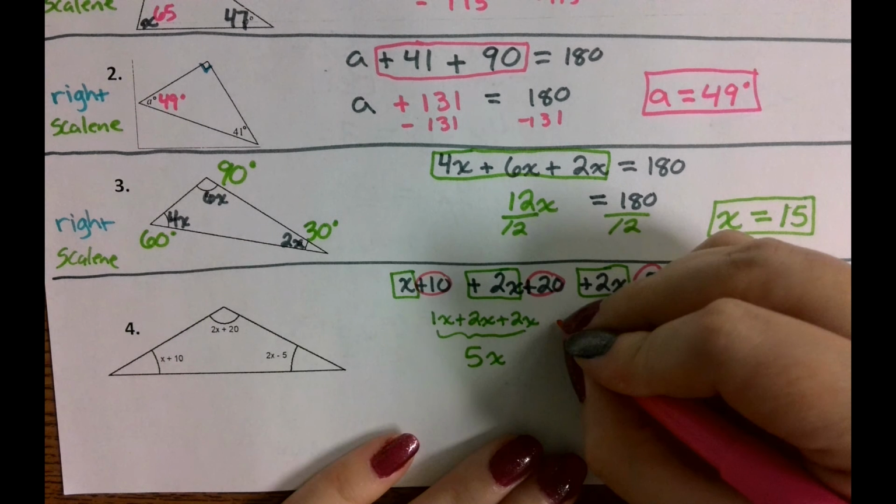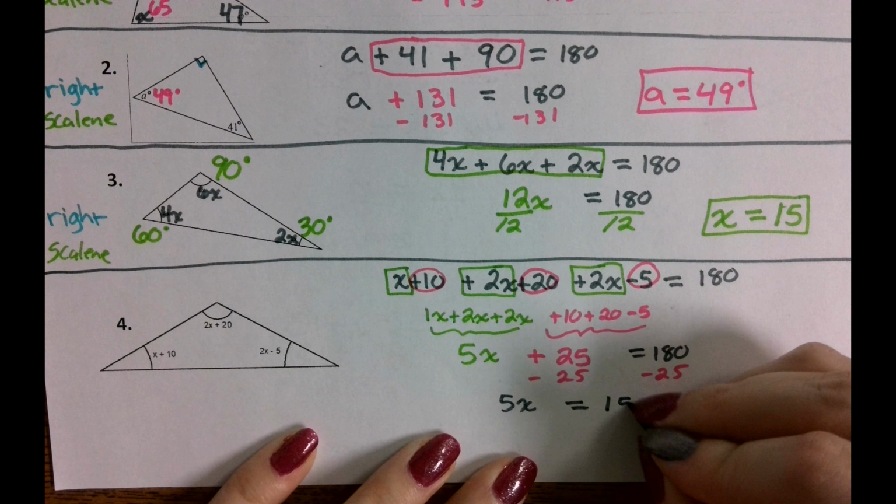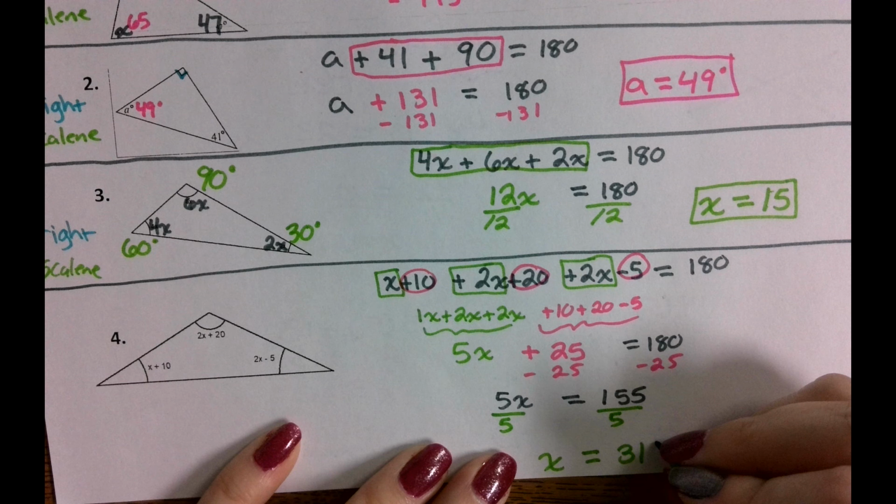Then I have a positive 10, a positive 20, and a negative. So plus 10, plus 20, and a minus 5. When I do that, it comes out to a positive 25, equal to 180, and then I can start solving. I'm going to subtract 25 from both sides. That'll leave me with 5x, 155, and then I'm going to divide both sides by 5. And we'll get that x is going to be equal to 31.